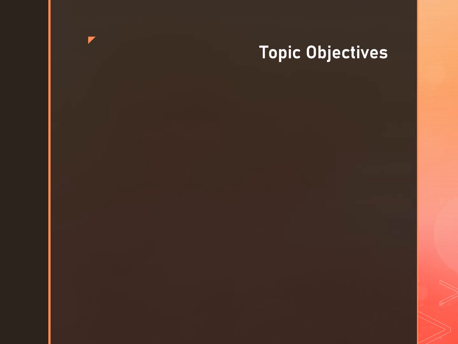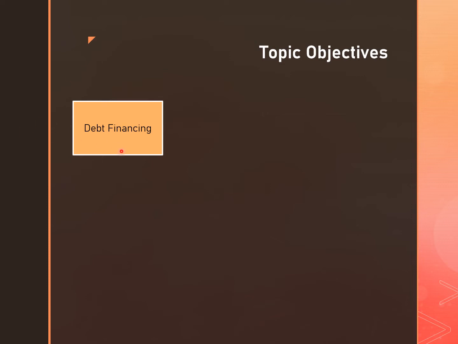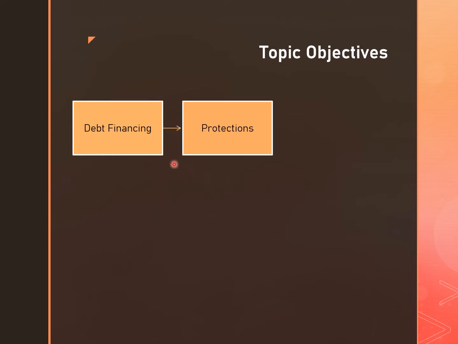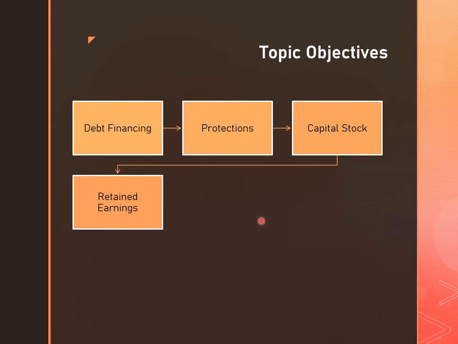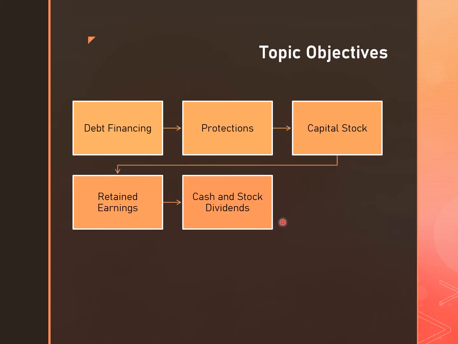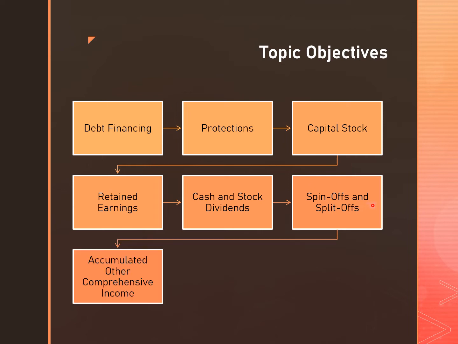Untuk Analysing Financing Activities, the topic objectives are: first one, debt financing, protections, capital stock, retained earnings, cash and stock dividend, spin-off and split-off, and the last one will be the accumulated other comprehensive income. So, untuk this analysing financing activities, dia akan keluar untuk you punya final exam dekat multiple choice question dan juga in your test.